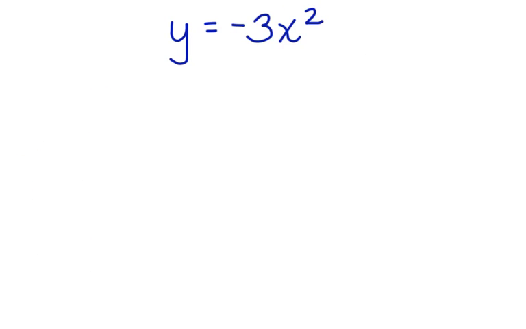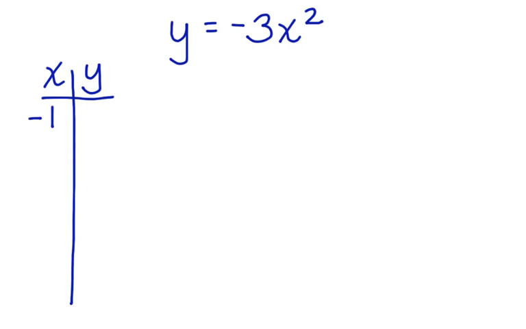Y equals -3x squared. Let's start with the table of values. We have an x and a y value. If x is -1, then y is -3. If x is 0, y is 0. If x is 1, y is still -3. Now let's graph these points and see what happens to our graph.